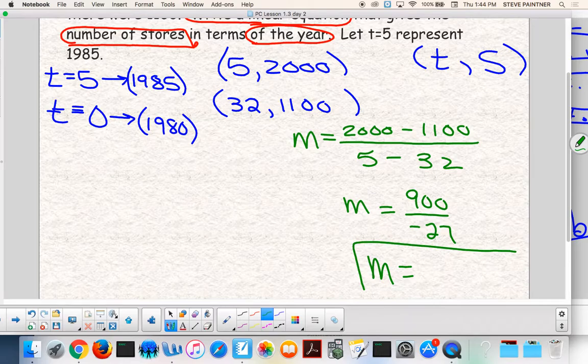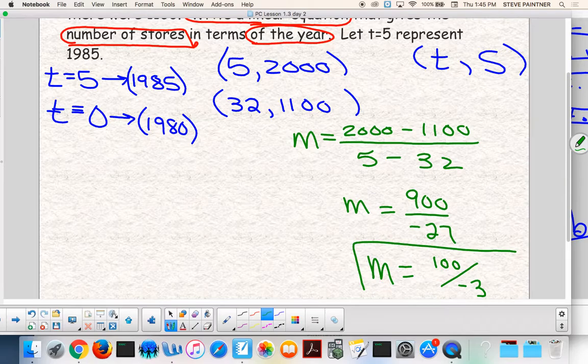I did it. I got 900 over negative 27. But can you reduce that? 100 over negative 3. Yeah, 9 goes into both of them, right? 100 over negative 3. Does it make sense that the slope would be negative? Yeah. Why? It's decline. The stores are decreasing. They're shutting them down, guys. The slope should be negative. If you have a positive slope, that means there's more and more stores every year. That's not the case. The stores are shutting down.